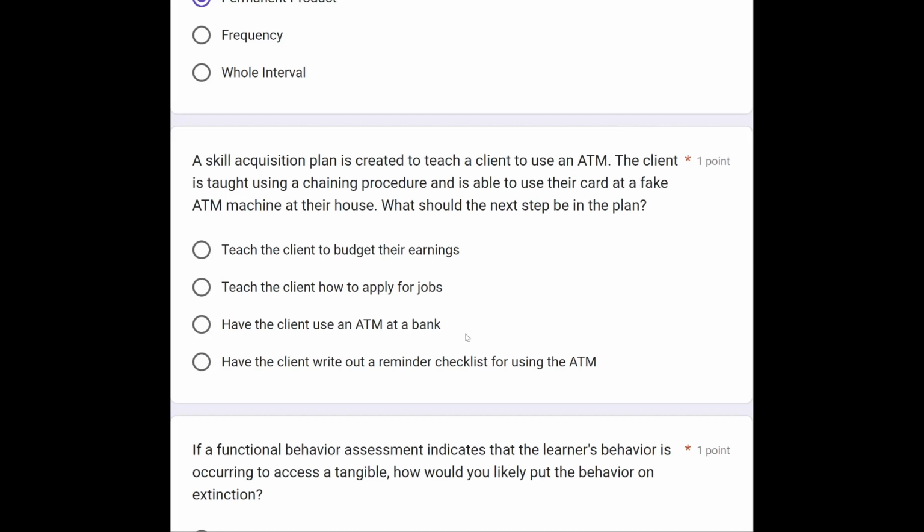C, have the client use the ATM at a bank. Here we go. Now we are looking at what? Now we're looking at generalization. We've taught you the skill. Can you go ahead and generalize it outside of the house?